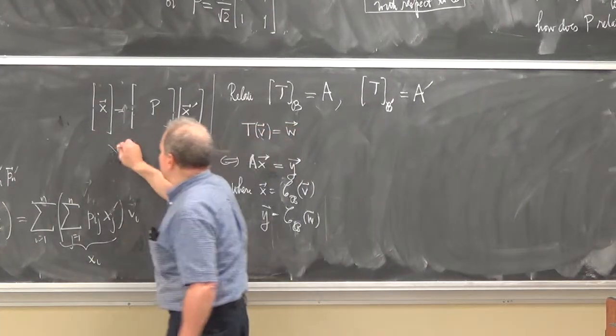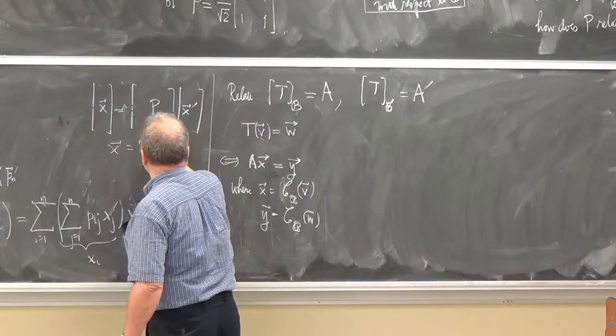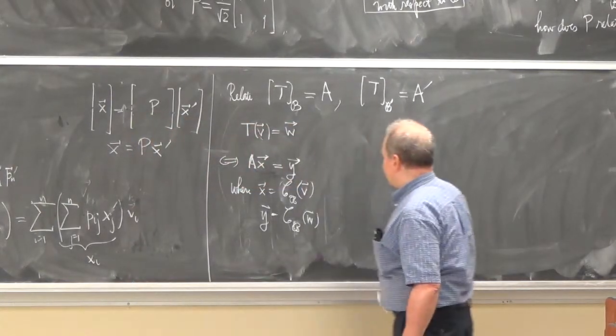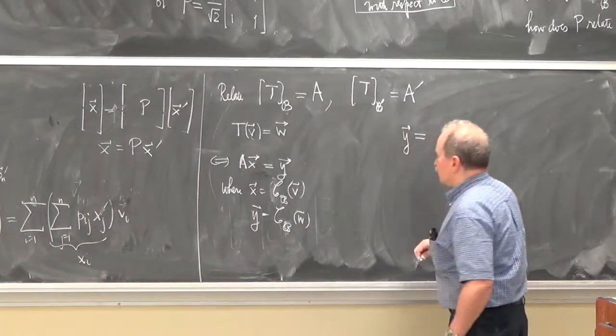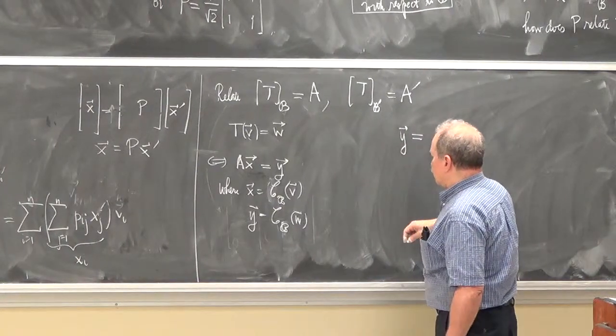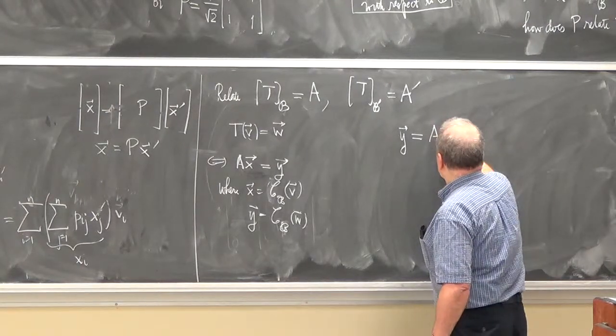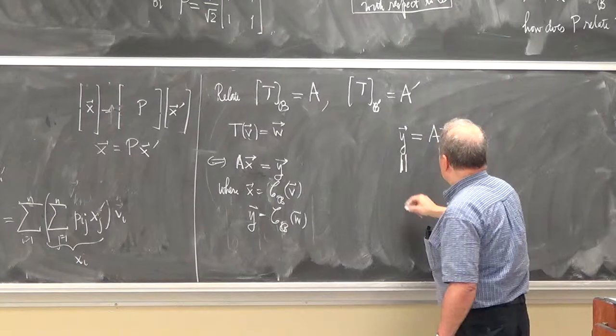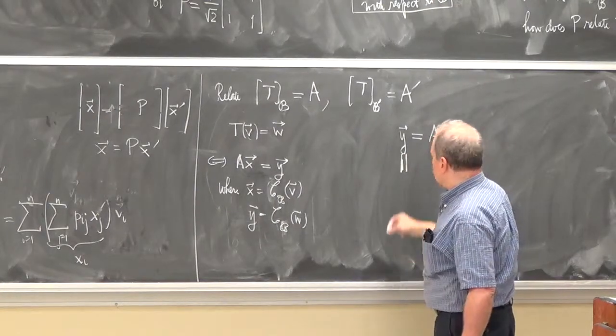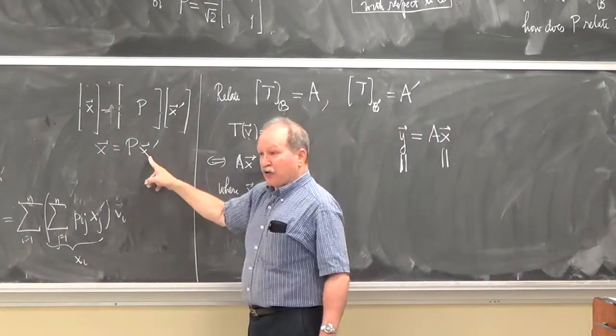All right, so let's just start substituting. I've got X is P times X prime. So Y is AX. Now let's rewrite these in terms of the prime guys. Y is PY prime.